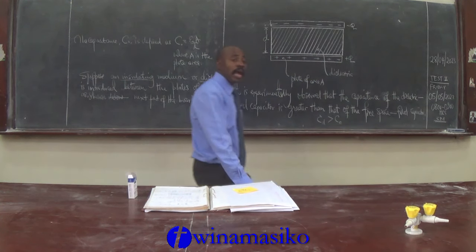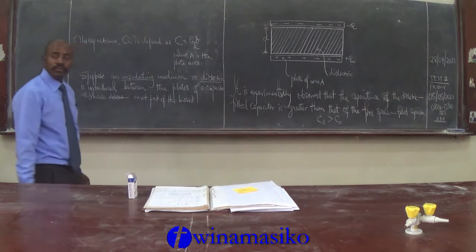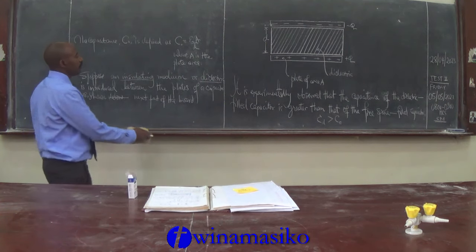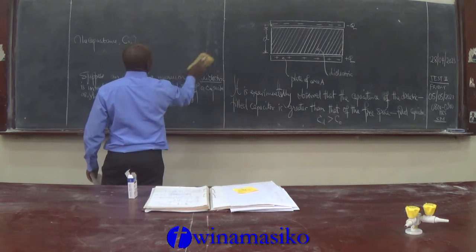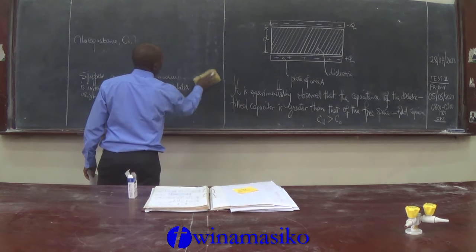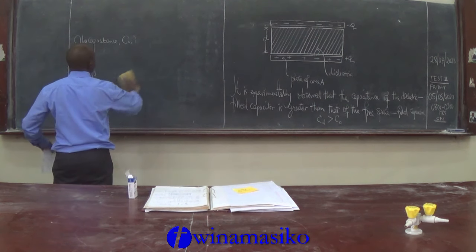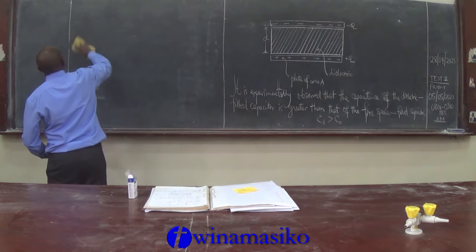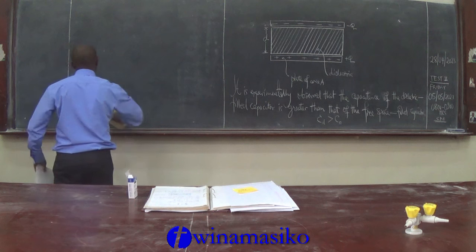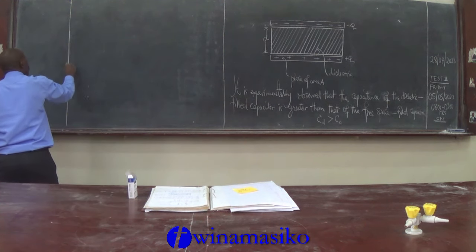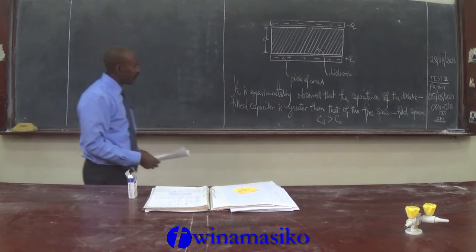Using naught for free space, epsilon naught, mu naught, we're using that to represent free space. Experiments show that, it's no doubt, but then we need to know why. We need to know the cause, and then find out a couple of things.